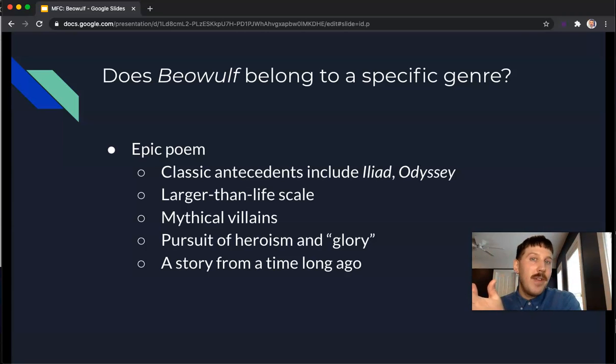So even though Beowulf is written down, let's say around the year 1000, the person writing it down even imagined Beowulf in a far distant past, even from that moment. So even people who heard the story when it was first written down imagined the story from a long time ago.